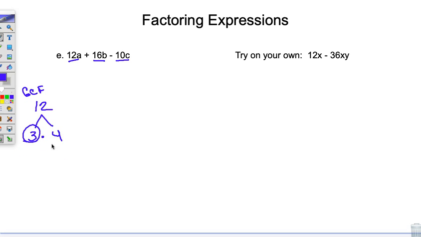3 is a prime number, so I'm going to circle it. 4 can be broken down into 2 times 2. Since those are prime, I'm going to circle those. So the prime factorization of 12 is 2 times 2 times 3. If I actually multiplied those, I would get 12.